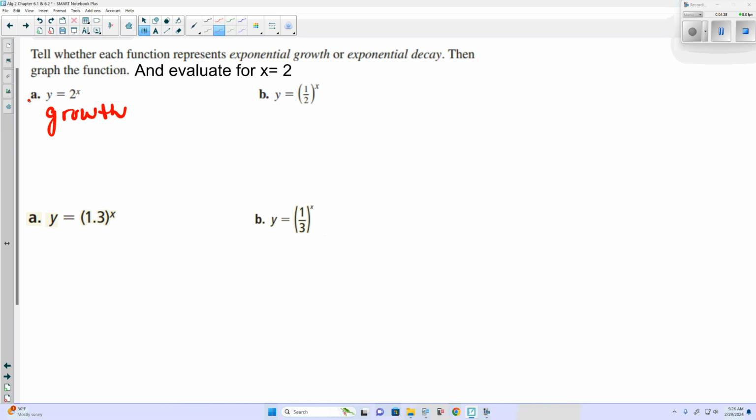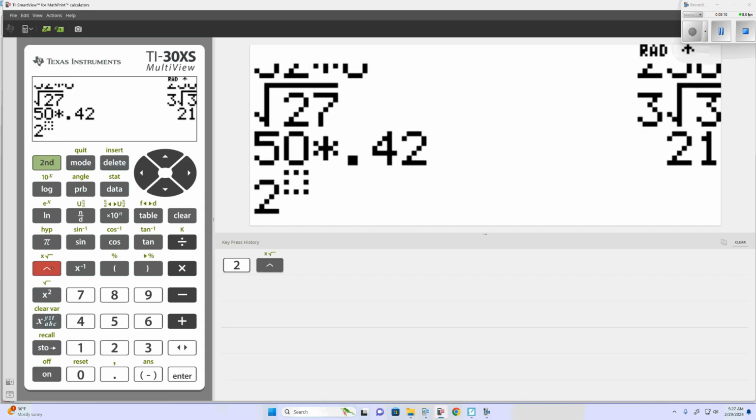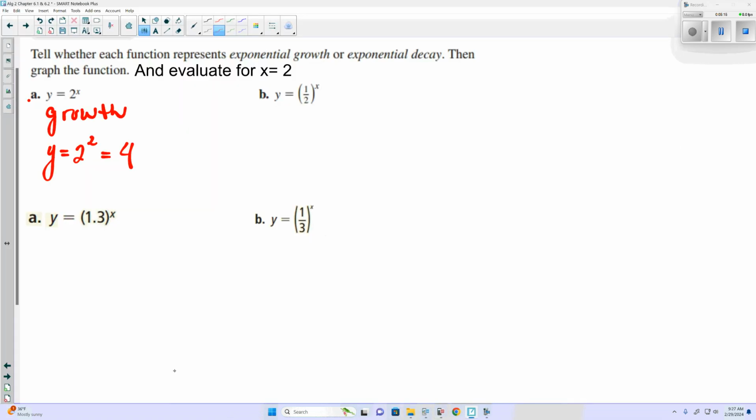And evaluate for x equals 2. So it says y is equal to 2 to the x. What's our value of x? 2 to the second, which is 4. 2 squared is 4. Because we're just saying we're multiplying 2 by itself twice, so 2 times 2, 4. Or we can do 2 to the second, which is 4. Yep.